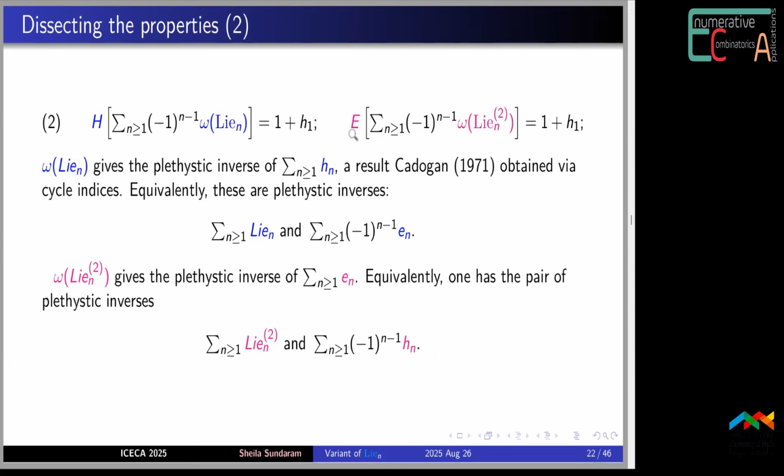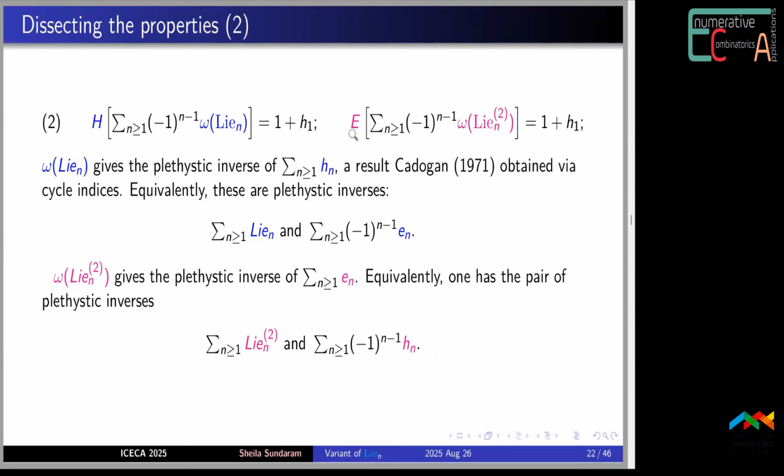It leads to the plethystic inverse of the sum of all the elementary symmetric functions, but the equivalent statement is also interesting. I have a pair of plethystic inverses here, the sum of the Lie_n superscript 2's and the alternating sum of the homogeneous symmetric functions.